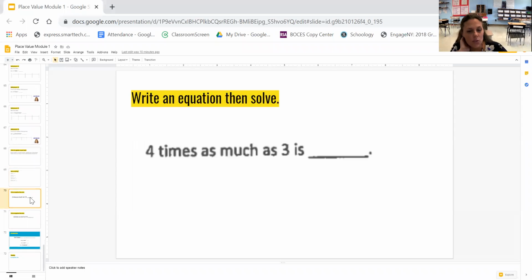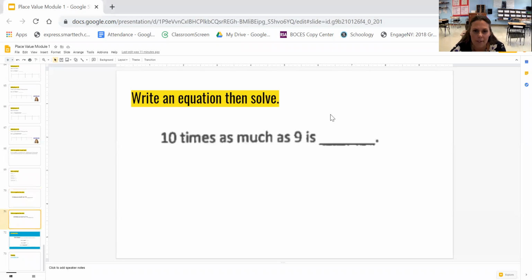So let's look here. It says 4 times as much as 3. So first we have to create an equation, and then we can solve. So 4 times as much as 3 equals what? So this one's not a pattern of 10, it's just multiplying. 4 times 3, and you should have got an answer of 12. Let's go ahead and try the next one.